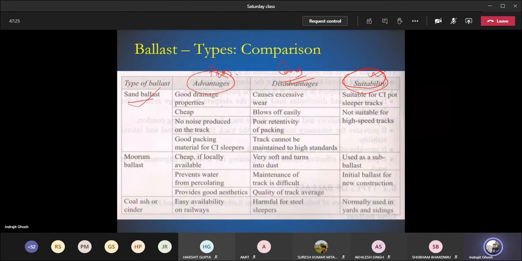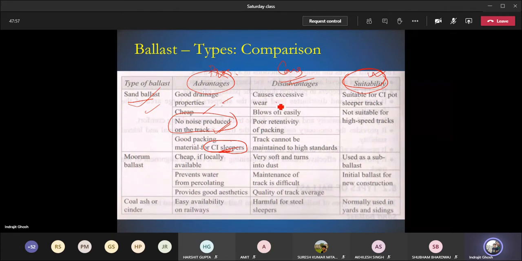So sand ballast: good drainage, cheap, no noise produced on the track. Okay, so those are fine materials, so they do not create any noise. Good packing material for cast iron sleeper. So we have seen earlier also that it is mainly used for the cast iron sleeper. So it has been observed that the packing is quite good if the sleeper is CI sleeper and the ballast is sand ballast.